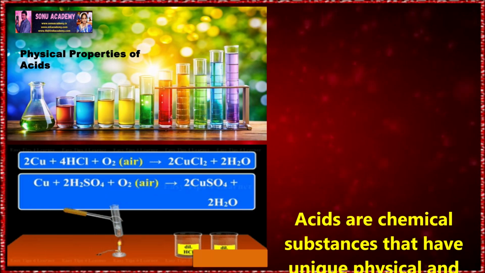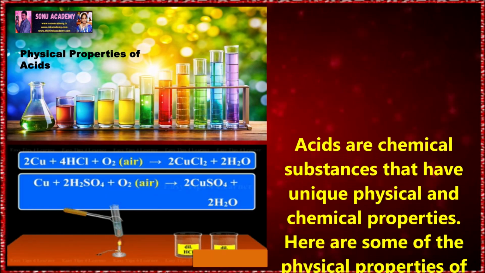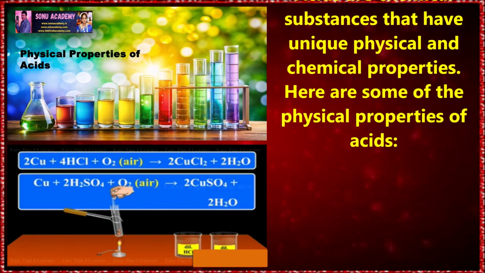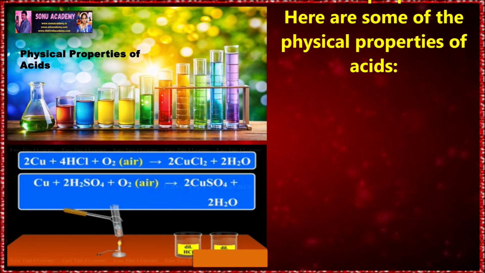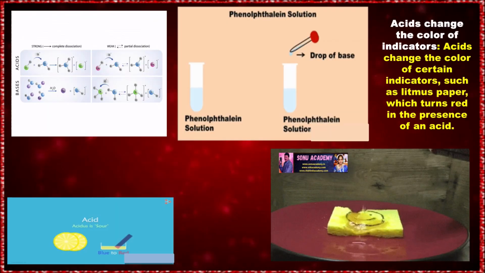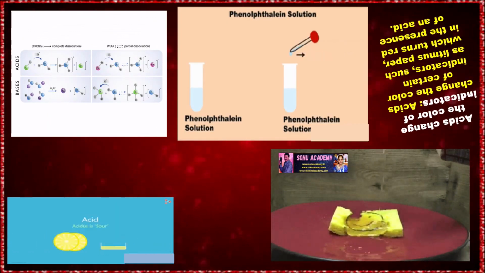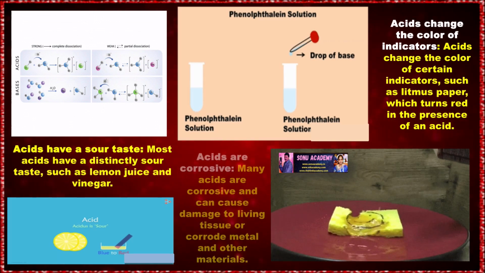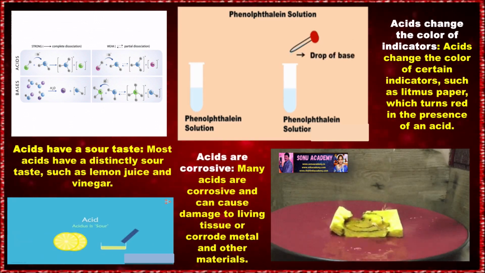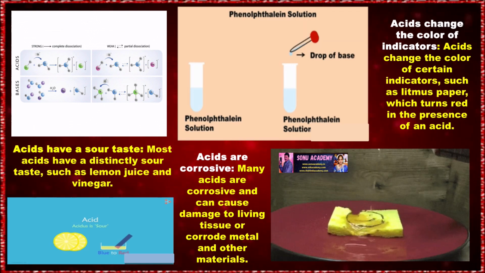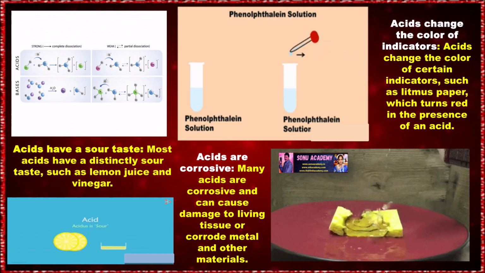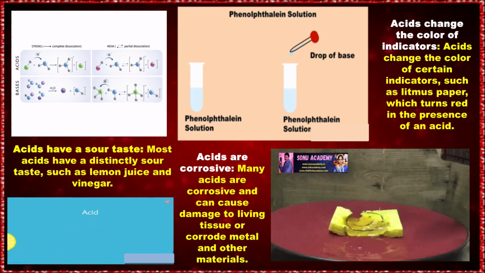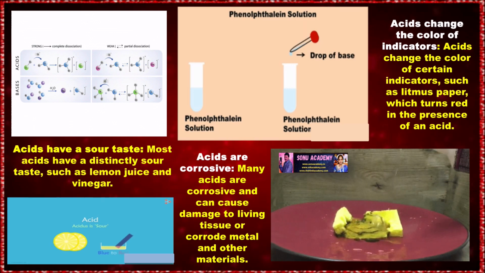Children, now let us discuss the physical properties of acids. Acids are chemical substances that have unique physical and chemical properties. Here are some of the physical properties of acids. Acids have a sour taste. Most acids have a distinctly sour taste, such as lemon juice and vinegar. Acids change the color of indicators such as litmus paper, which turns red in the presence of an acid.